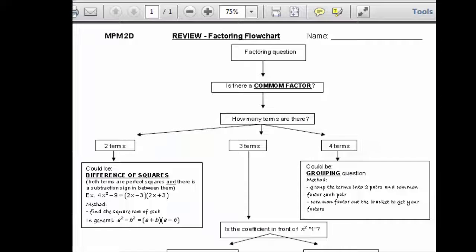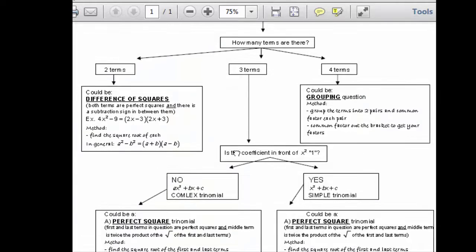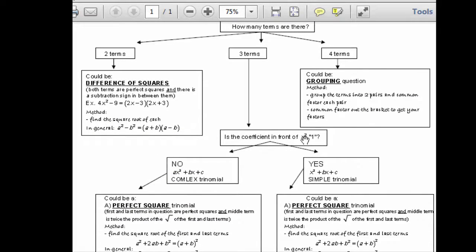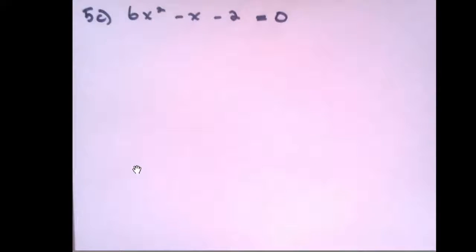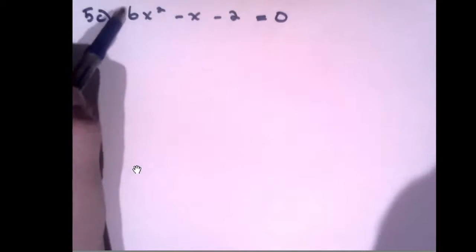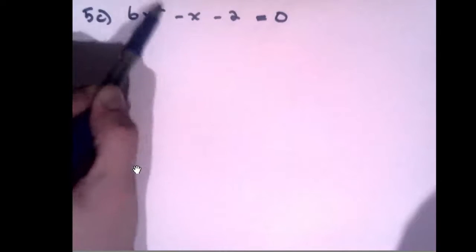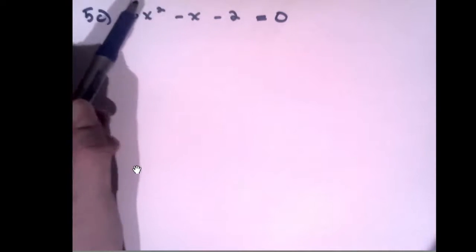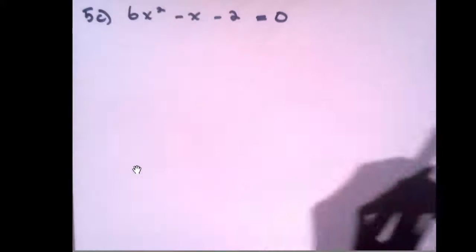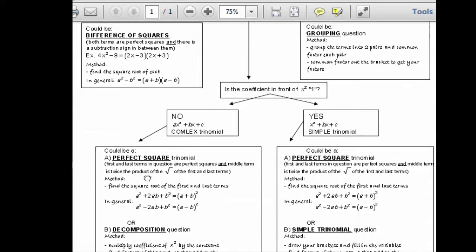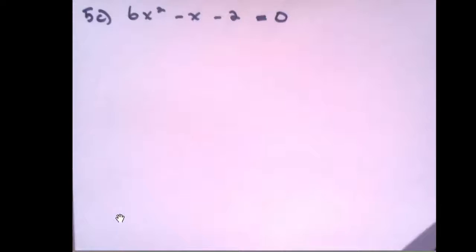There's three terms. Okay, so then it'll say how many terms are there? 3. Is the coefficient in front of x squared 1? No. You've got yourself a complex trinomial. Unless, of course, it's perfect squares. So let's check if we can square root this first x squared term and get a perfect number. No. If I square root 6, it is not perfect. So you're done with that. Then you're left with decomposition. And here's how decomposition worked, okay?